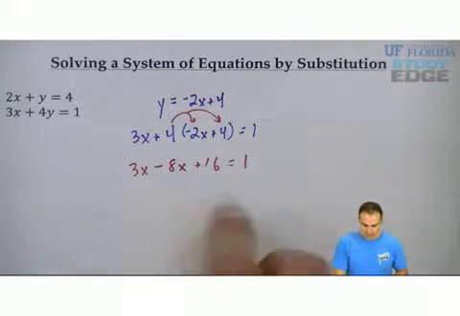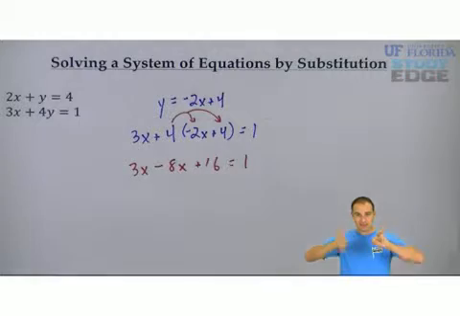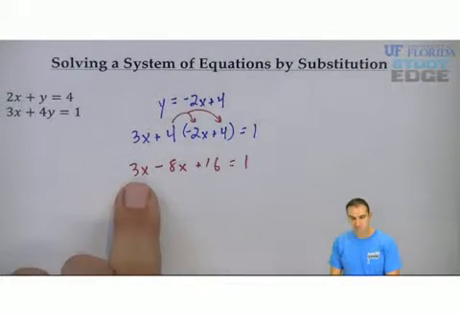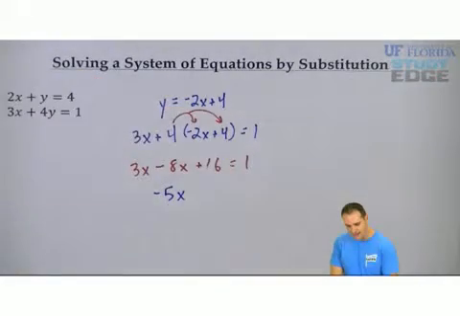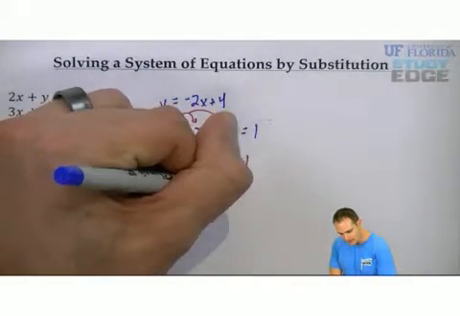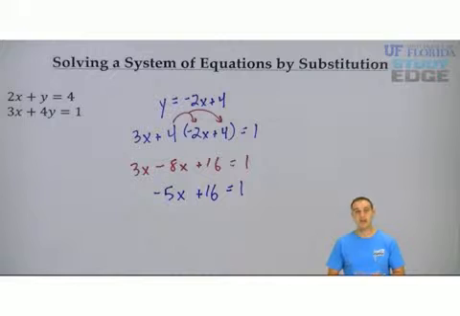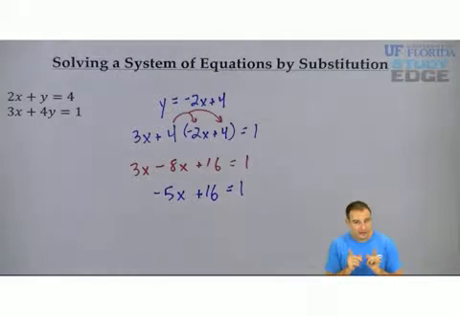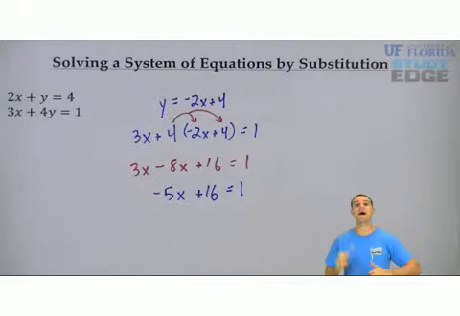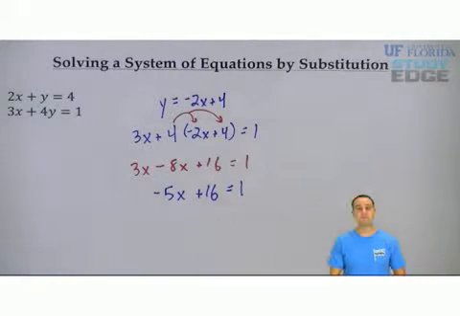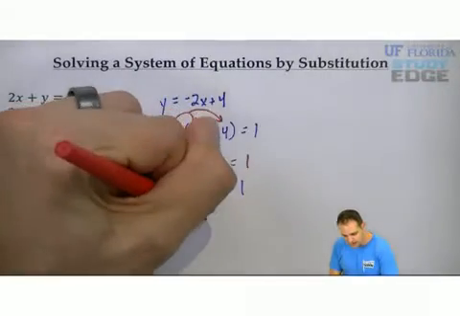Next, combine like terms on either side of the equal sign. I can combine 3x minus 8x, which will give me negative 5x plus 16 equals 1. I already have my variables on one side. Let's get our numbers on the other by adding and subtracting. The opposite of adding 16 would be subtracting 16.